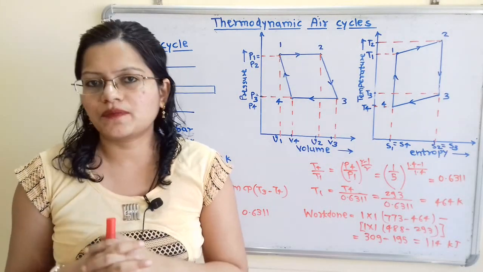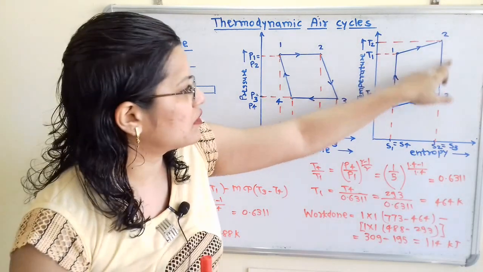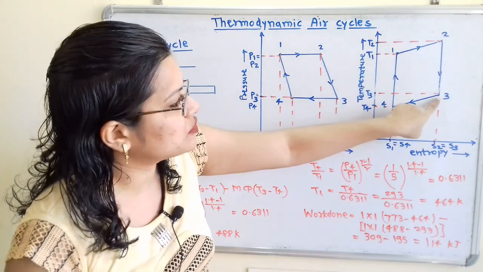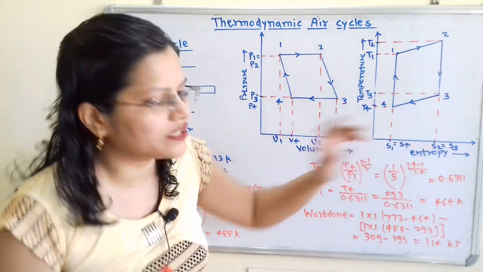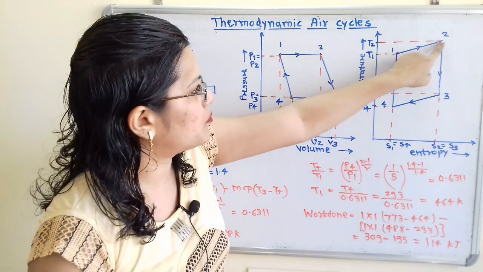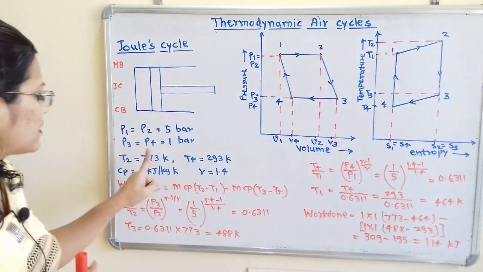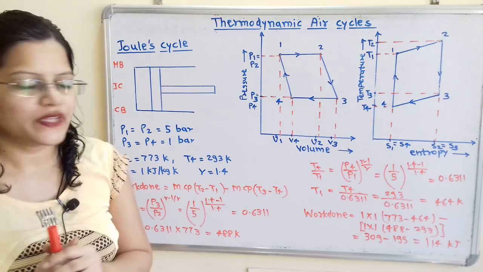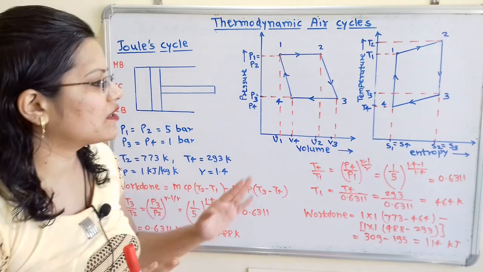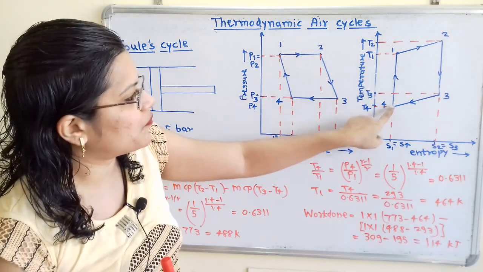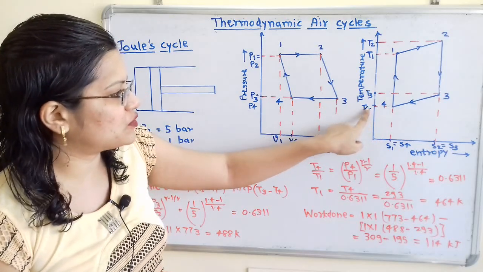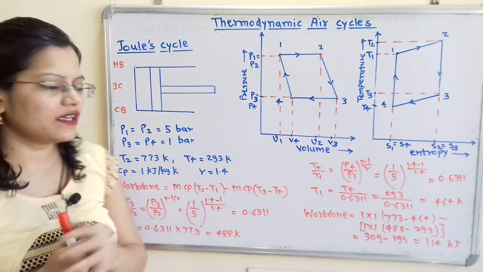So when the expansion process is taking place, if we observe this diagram, the process 2 to 3 is the expansion process that takes place at constant entropy. So at the beginning of isentropic expansion, that is at point 2, the temperature is given in Kelvin, 773 Kelvin. And the temperature at the beginning of isentropic compression, where the isentropic compression process is 4 to 1, that is T4, is given as 293 Kelvin.